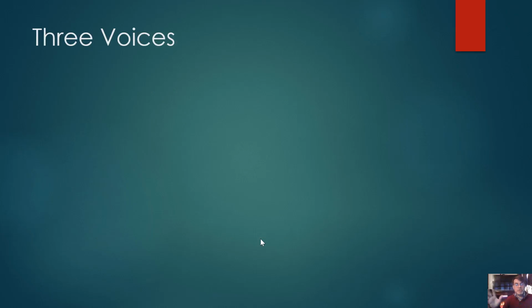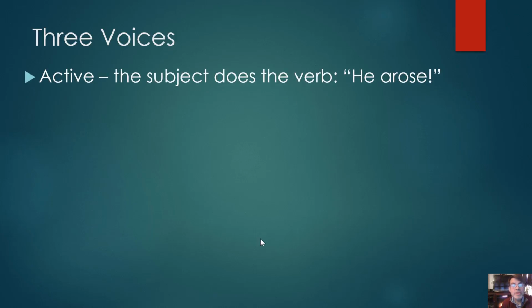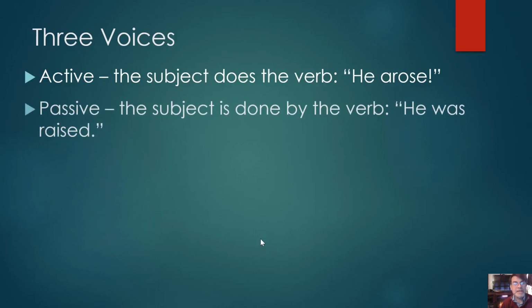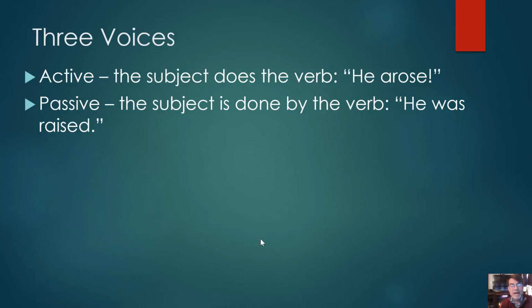Okay, so those are the tenses. What are the voices? Well, active is when the subject does the verb. He arose, so he, Jesus, did the verb. He arose. That's active. Passive is when the subject is done by the verb. He was raised. So Jesus is not raising here. He's being raised, and that's passive.